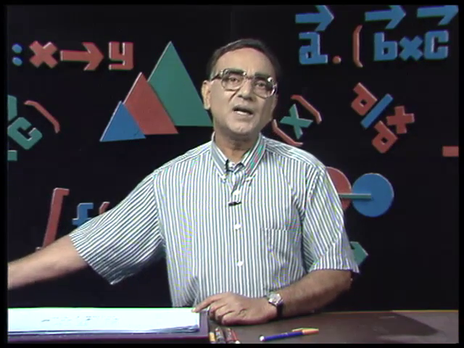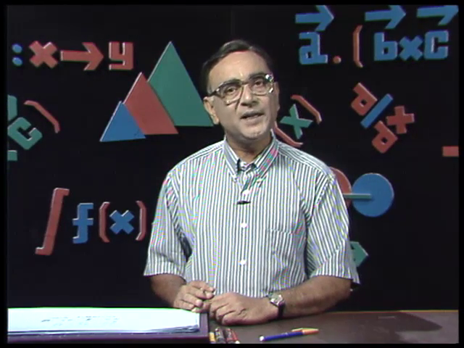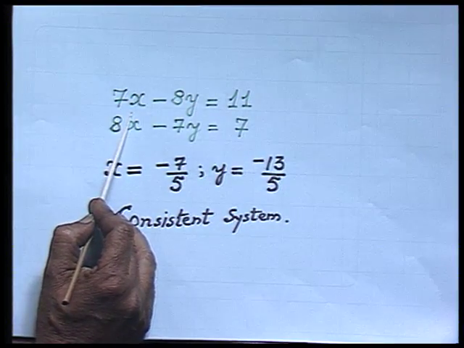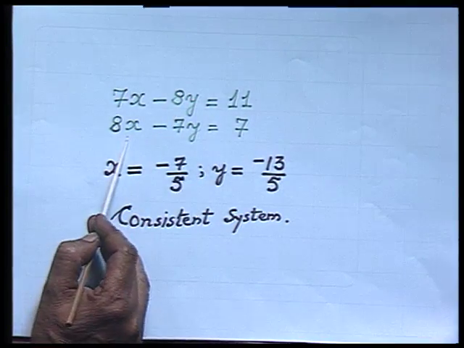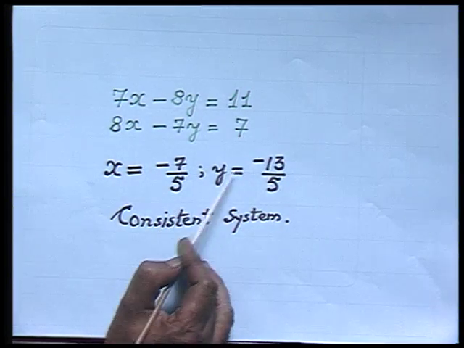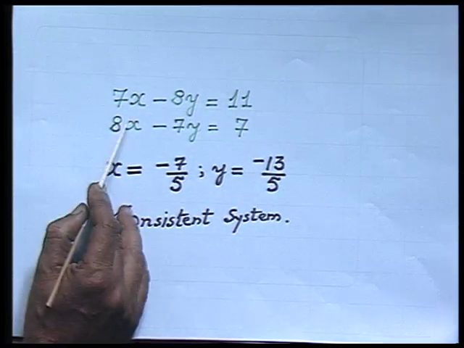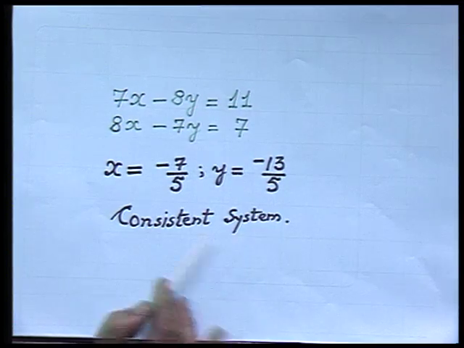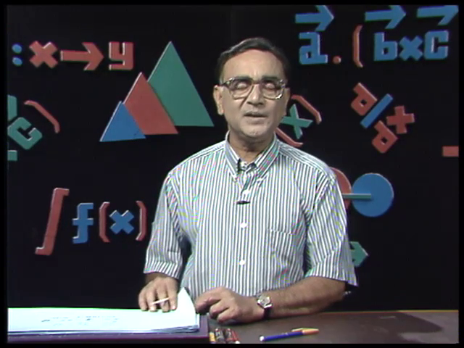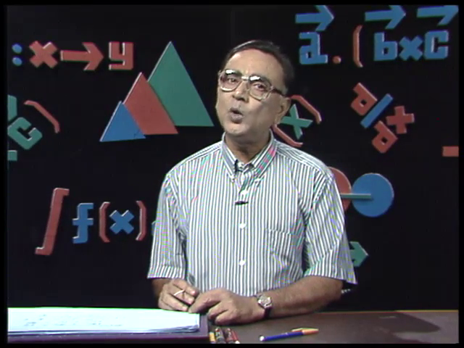Now can we think of some other method also? Yes, we have other methods also for solving the system of linear equations. So let's have a look at this system we talked about just now. This is 7x minus 8y equals 11 and 8x minus 7y equals 7. The value of x I got was minus 7 by 5, and the value of y is minus 13 by 5. Since I am getting a unique value of x and of y, this system is a consistent system. And we are asking whether we can have any other method of solving the linear equations? Yes, of course we have. Let us see what that method is and how we go about it.